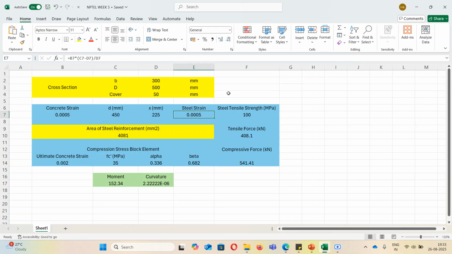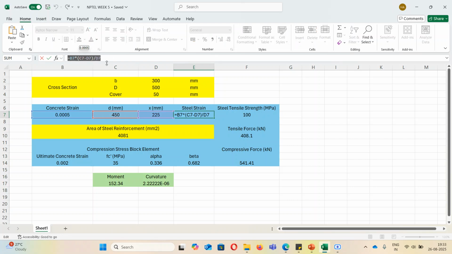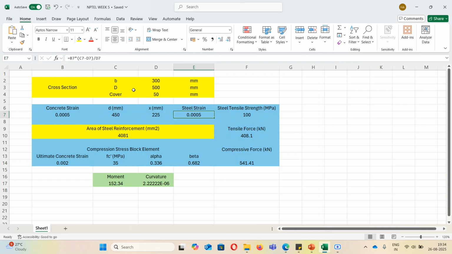Here I have placed the formula for strain compatibility. Based on the changing neutral axis depth and change in concrete strain, it will directly give me the strain in the steel. You can see this is nothing but strain in concrete times (d minus x) upon x, that I have placed here.